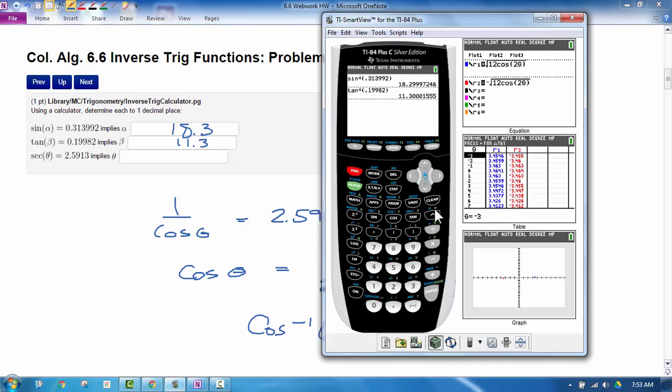So we can do that in the calculator. We want inverse cosine of 1 divided by 2.5913. And that gives me 67.3.